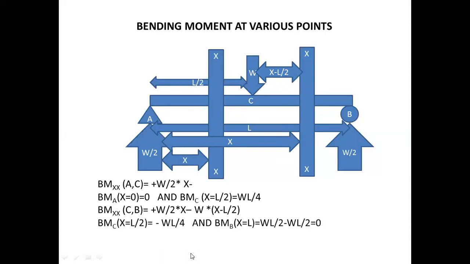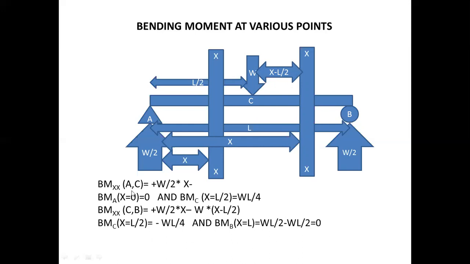Now from this section, I will get bending moment at the point C by putting x is equal to L by 2. It is coming WL by 4. And bending moment at the point B, x is equal to L. It is WL by 2 minus WL by 2 is equal to 0.